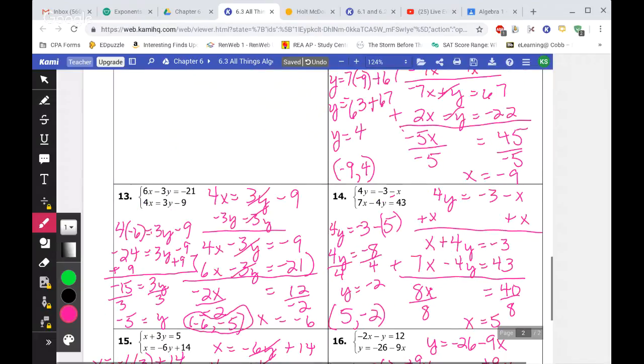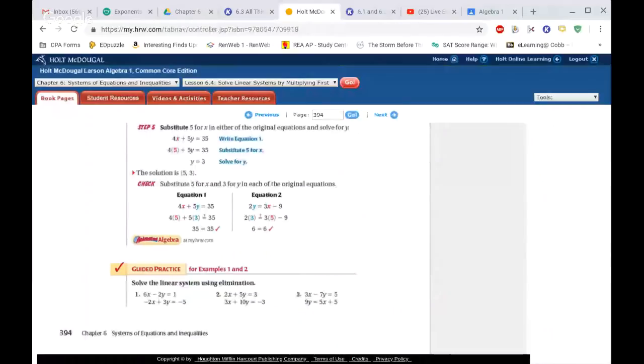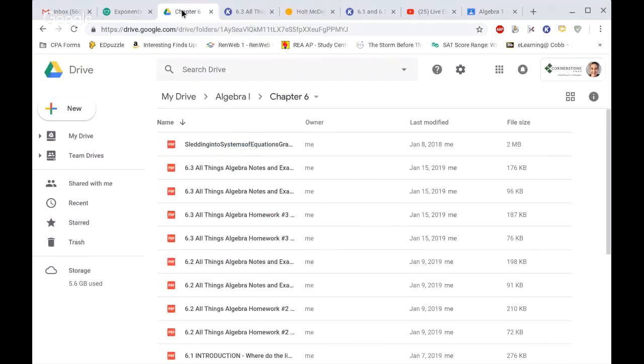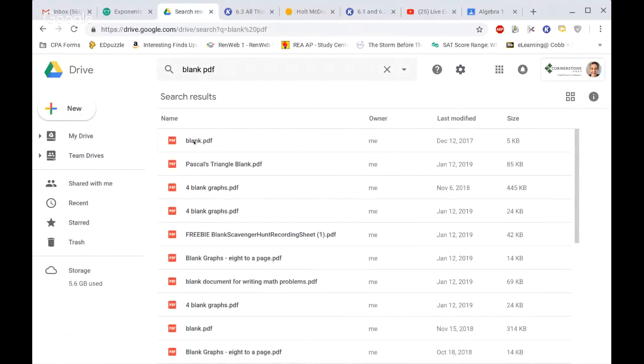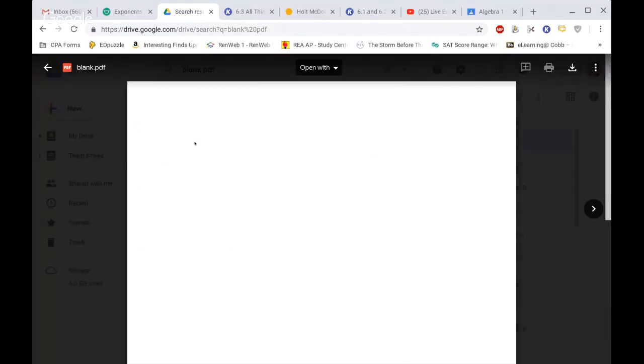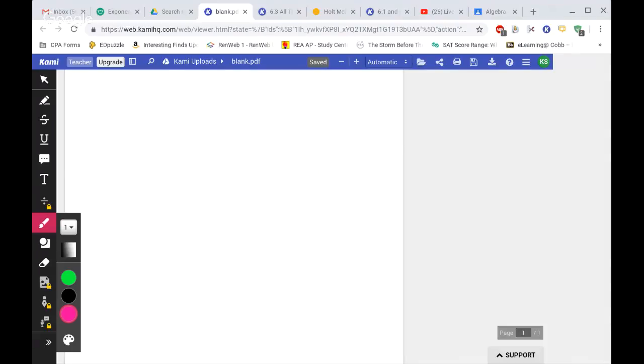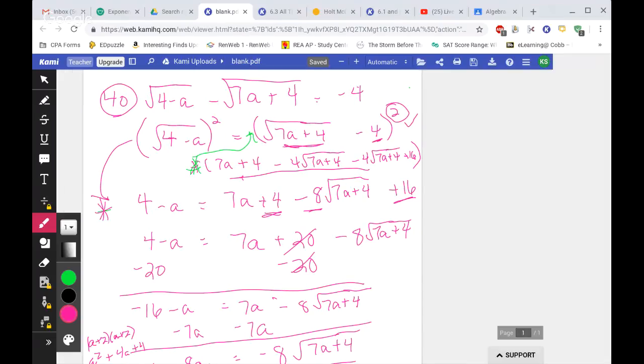Now y'all only have 3 to do all on your own. I'm going to do the solve linear system using elimination guided practice problems. I need to pull up. Oh, yay. There's lots of stuff on this.